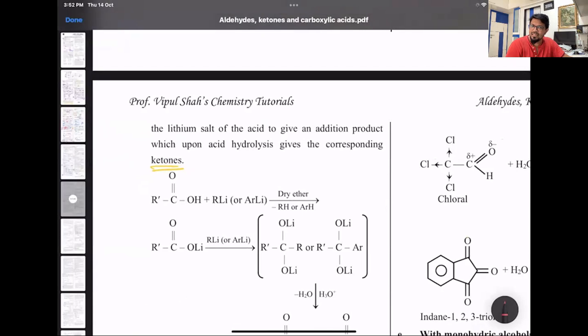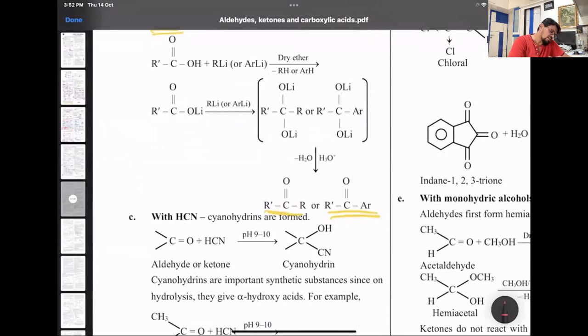First it forms its respective lithium salt, which if you hydrolyze, you get the respective ketone. Second reaction, with HCN, that's hydrogen cyanide, which is a very, very weak acid. So to get cyanide, the reaction is carried out in an alkaline medium, because HCN, if you react it with an alkali, will form water and cyanide ions are released there. So to get free cyanide, that's why the pH is 9 to 10. 9 to 10 means alkaline medium.